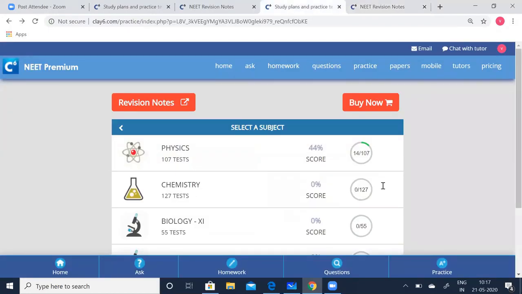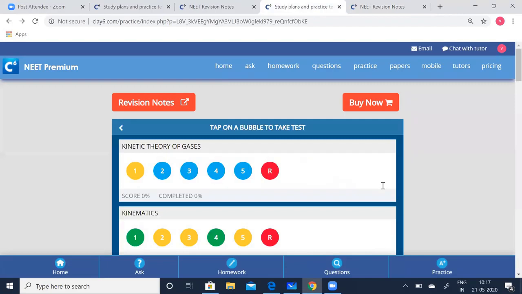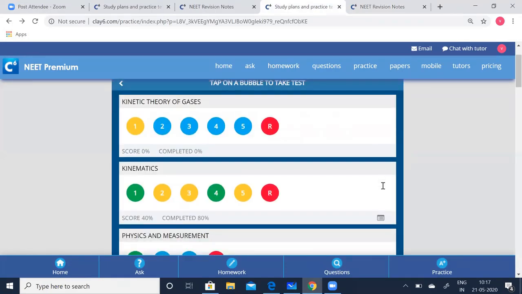Physics. We have many tests, chapter wise. The blue bubble says you have not taken the test. The red bubble is a random test. The green bubble says you have attempted the test already, but you can take it any number of times. Even if you have attempted the test, you can take it again and again until you are thorough with the concept. And the yellow bubble says it is a half completed, incomplete test.